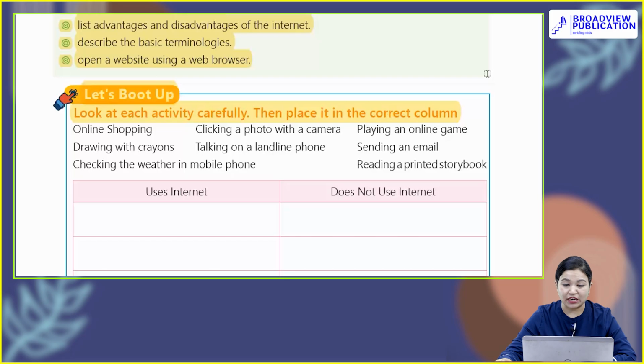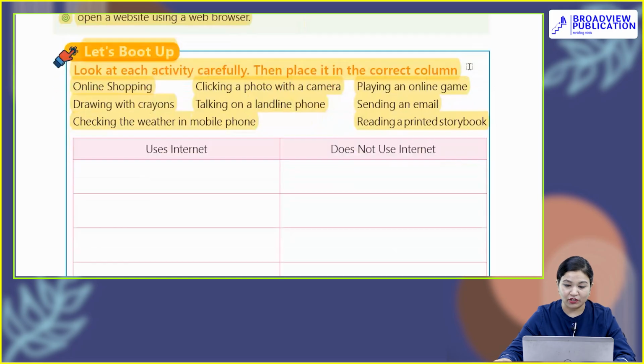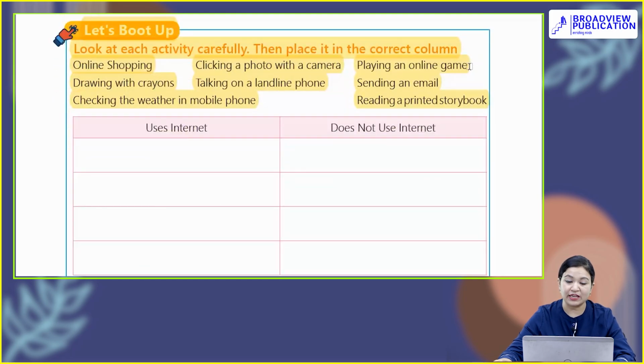Look at each activity carefully, then place it in the correct column. So use internet and does not use internet. So you have to place these terms in each column. Like online shopping, yes, we do it using internet. So you will place it in column 1.